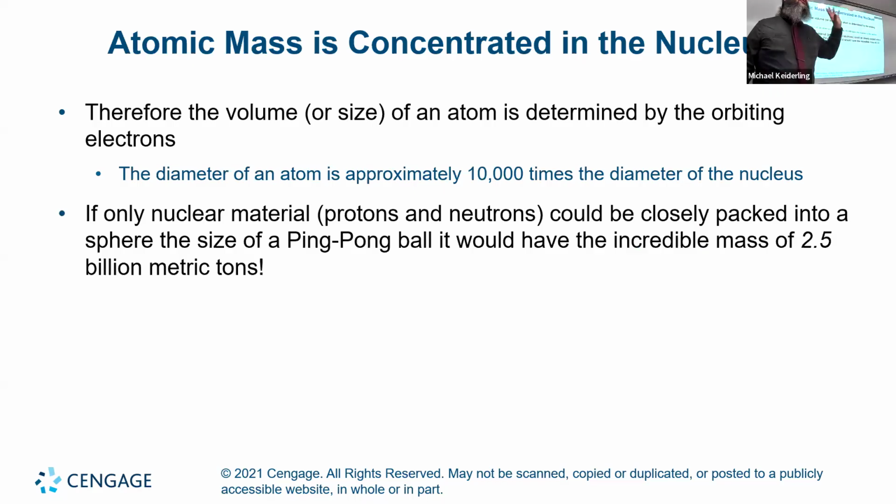And if you were able to pack only nuclear material into a sphere the size of a ping pong ball, it would weigh 2.5 billion tons. Amusingly enough, there are some places in the universe where material that dense exists, called neutron stars. But you need enormous gravity to pull it off. Because if you were able to pack only protons and neutrons into a sphere the size of a ping pong ball, it would weigh 2.5 million tons, and then it would explode because nothing would be holding it together.